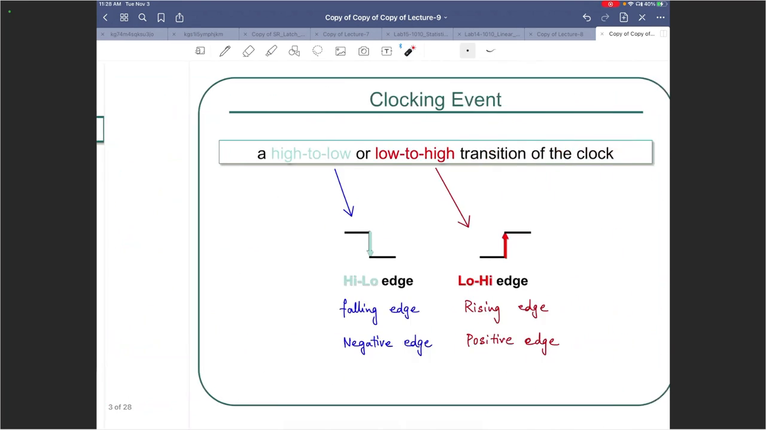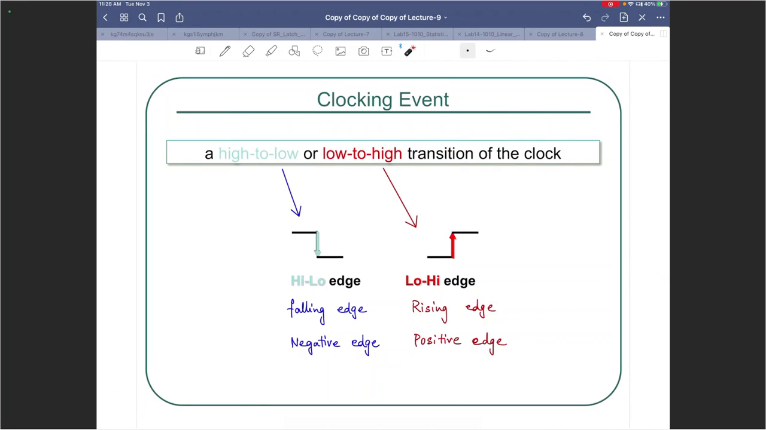Let's take a look at that clocking event, the clock signal. You must have seen a clock in other courses as well. It's a periodic signal, it's an AC signal that goes high, low, and so on. But as it is going from high to low, it can go from high to low, which is called the high to low edge, or the falling edge, or the negative edge of the clock.